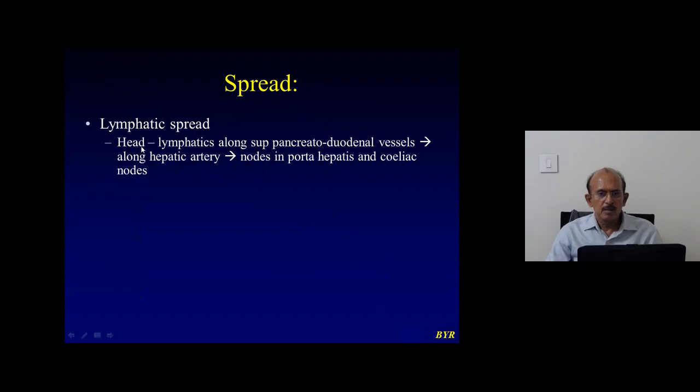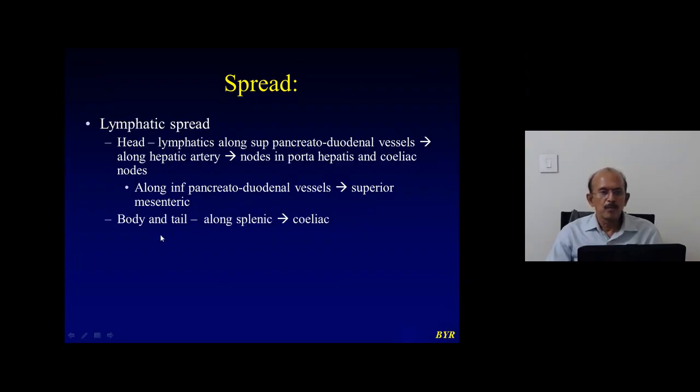So head tumors drain to lymphatics along the superior pancreatoduodenal vessels, along the hepatic artery, to nodes in the porta hepatis, and the celiac plexus of lymph nodes. Then along the inferior pancreatoduodenal vessels, they drain to the nodes situated at the origin of the superior mesenteric vessels. The body and tail tumors drain along the splenic artery to the celiac lymph nodes.